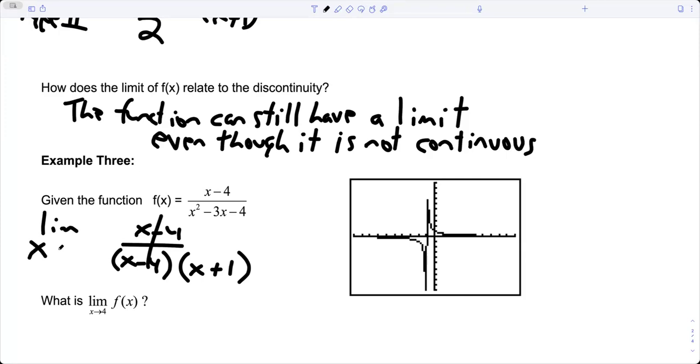Then I'm going to reevaluate the limit as x goes to 4. So I take this 4 and plug it in. And what do I get? Just be careful, right? The denominator would be 5. And what's on the top? Not 0, but 1. There's a 1 outside of there. And so the value of this limit would be 1/5.